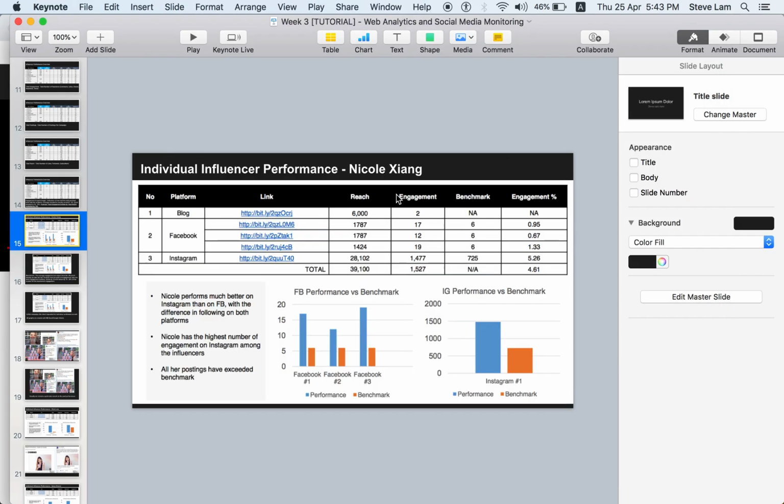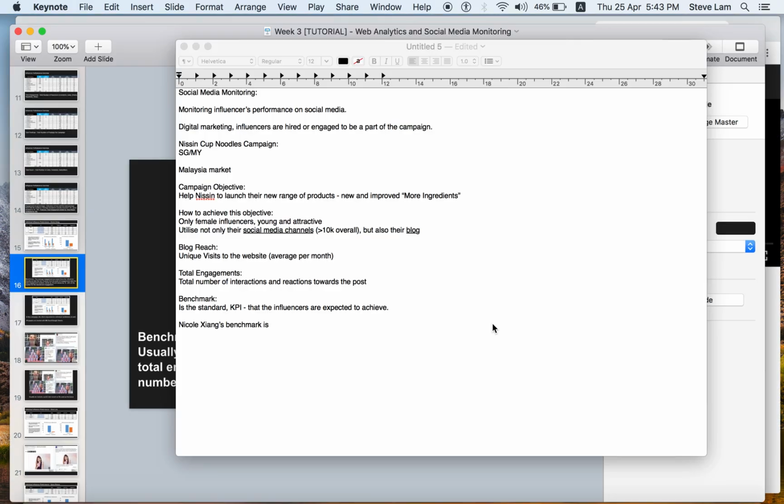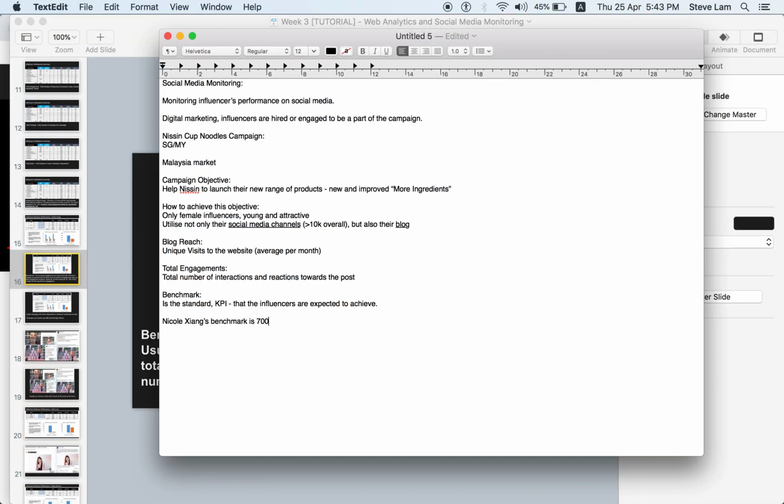Let's see. Let's give a number. Nicole Xiang's benchmark for Instagram is 725. Okay, let's just say it's 700. What does this mean? This means that we expect, right, we expect Nicole's total engagements, which is this one, total number of interactions.